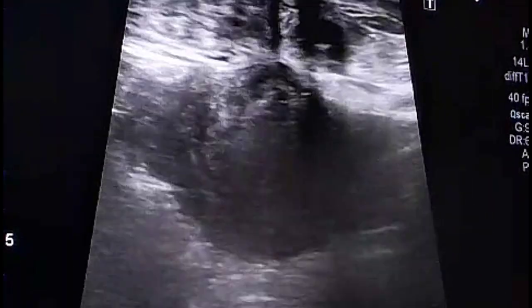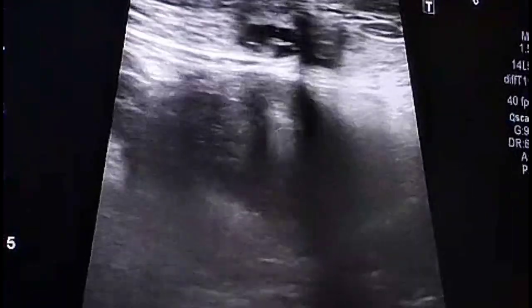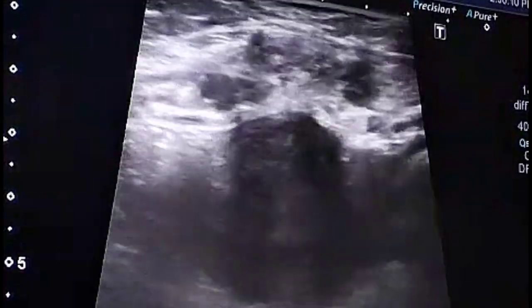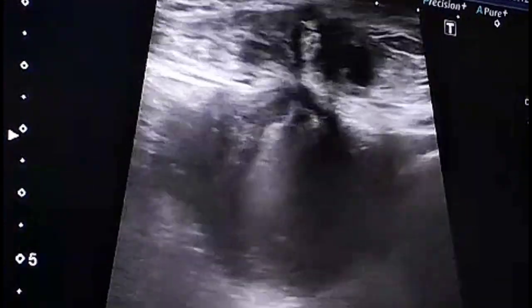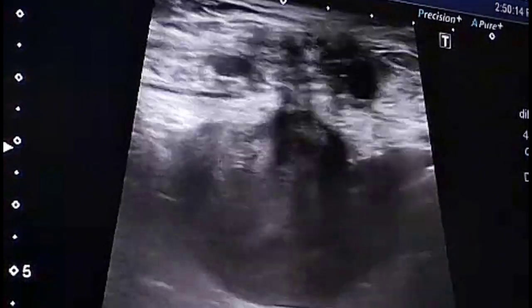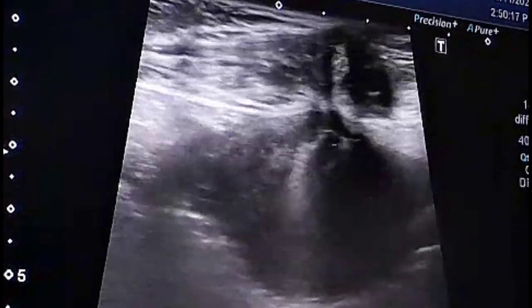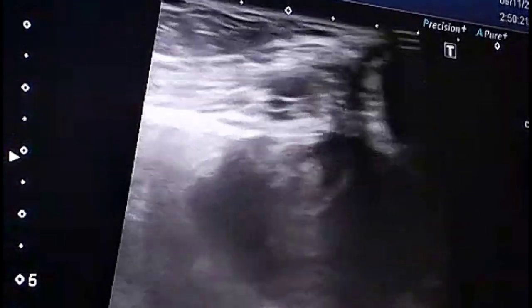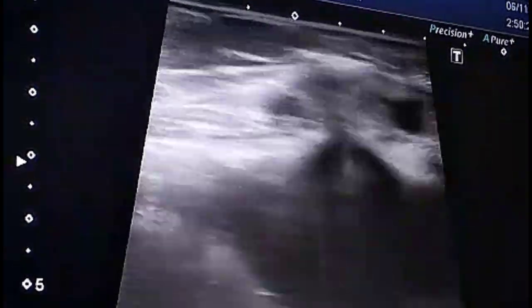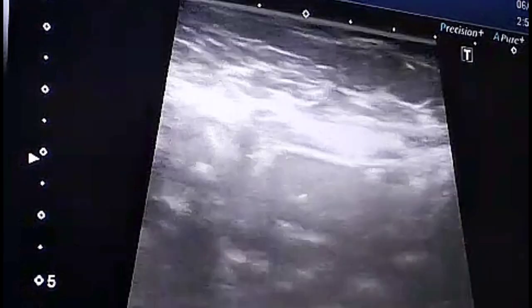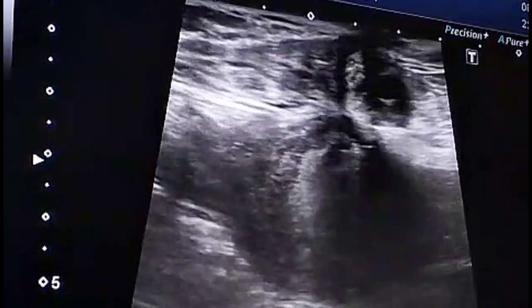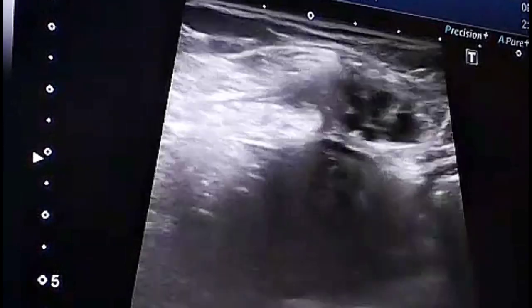Today we are performing an ultrasound of a 35-year-old patient. This is the uterus, and I am performing it with a linear probe. You see, this is a mass on the anterior side of the uterus. You are seeing this is a muscle, and below it is the uterus. There is a mass in the muscle, and the patient feels pain during menstruation.